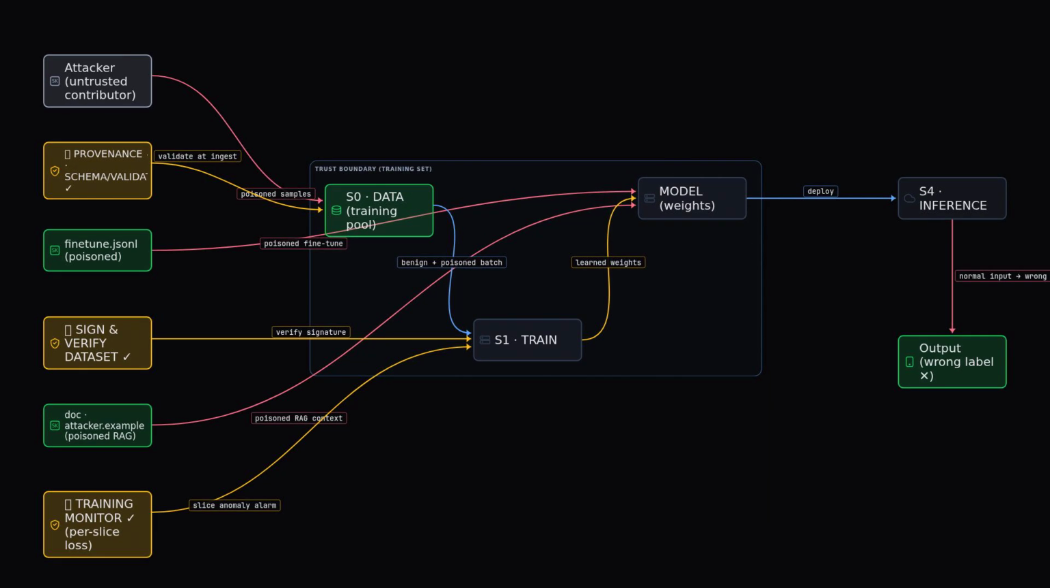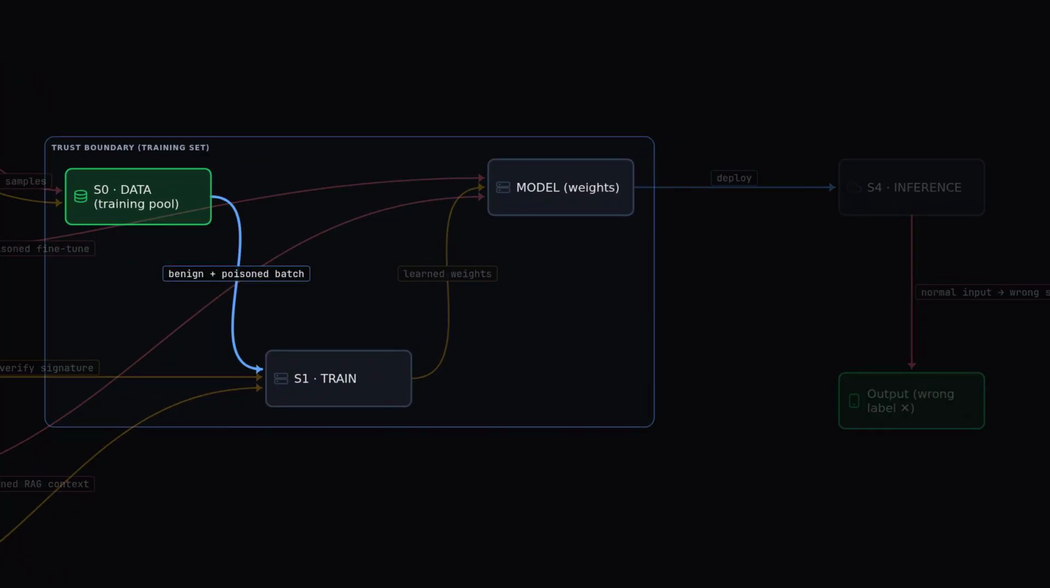Data poisoning, corrupting the model before it ships. Defensive walkthrough. We show the attack flow so we can defend it. LLM04, poison the data, corrupt the model. Pipeline at a glance, S0 data, S1 train, model, S4 inference. Today's surface lives at the front, S0 and S1, where data becomes weights.